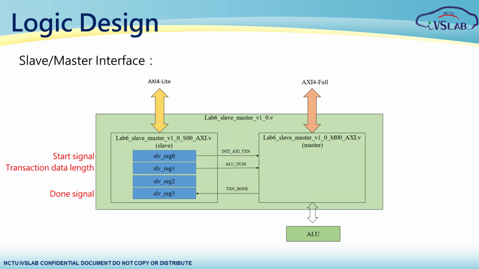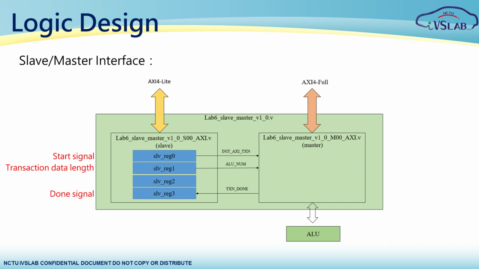Now, let's lock our focus onto the internal architecture of both the slave and master interfaces. First, look at the slave interface on the left. Its primary task is to serve as the communication gateway for the entire hardware system. When control commands come in, the slave interface is responsible for receiving and buffering critical parameters. First is the start signal, which acts as the master switch to trigger the hardware execution. Second is the number of ALU calculation sets, which determines exactly how much data the master will need to transfer down the line.